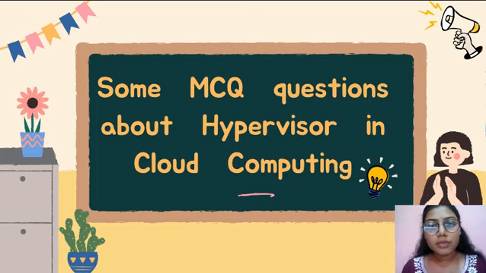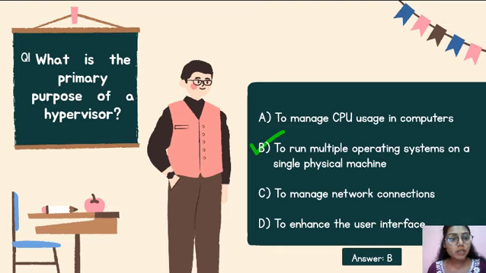Now, let's come over to some MCQ questions about hypervisors in cloud computing to understand how much we have understood about hypervisors. So, the first question is: what is the primary purpose of a hypervisor? Here we have some options. The first option is to manage CPU usage in computers. The second option is to run multiple operating systems on a single physical machine. The third option is to manage network connections. And the fourth option is to enhance the user interface. So the correct option is B.